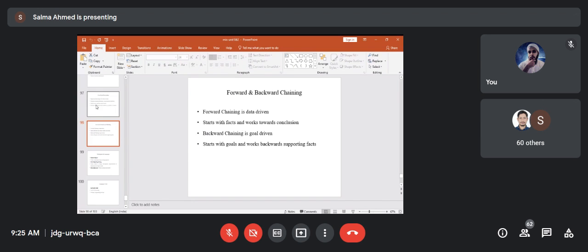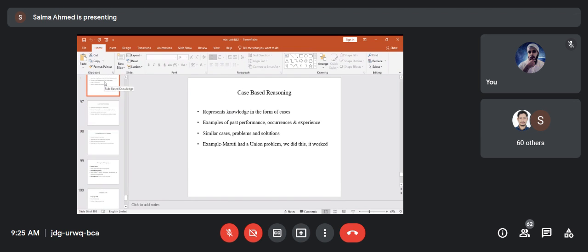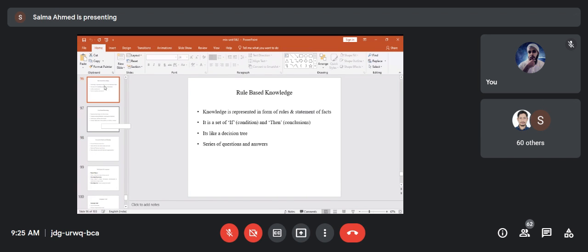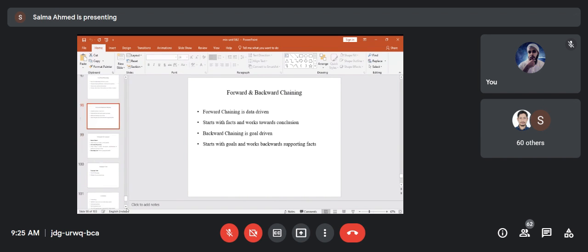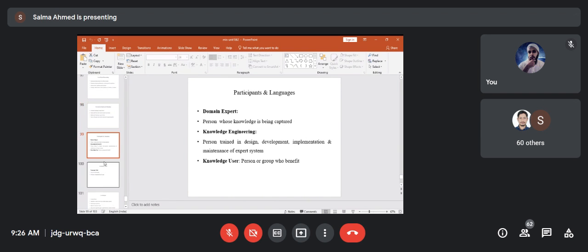So these are the 4 methods. The 4 methods are rule-based knowledge, which starts with an if-then situation; case-based reasoning, where we find a similar situation and try to arrive at a conclusion; and the last 2 are forward chaining and backward chaining. Now, who are the participants? I'll just take 2 minutes and wind up. I know you have a class. The participants are a domain expert.